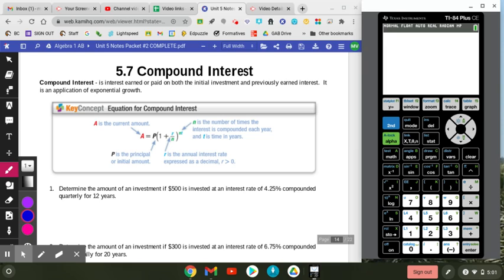Compound interest is the interest earned or paid on both the initial investment and previously earned interest. It is an application of exponential growth. So our equation for compound interest is what's written here, where A is the current amount, P is the principal, so it's the initial amount, R is our rate expressed as a decimal, N is the number of times it's compounded each year, and T is time in years. So this is a special case of our exponential growth.